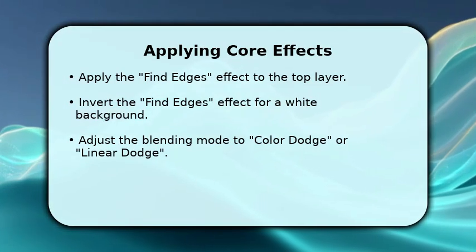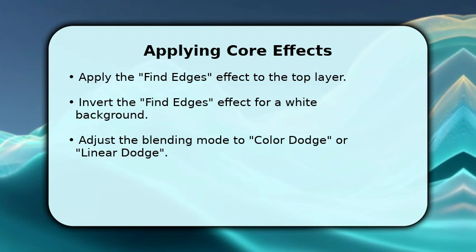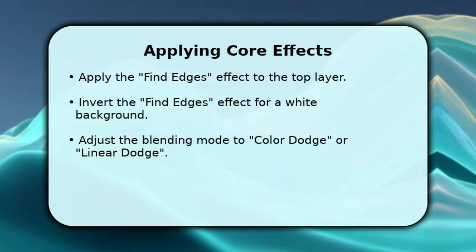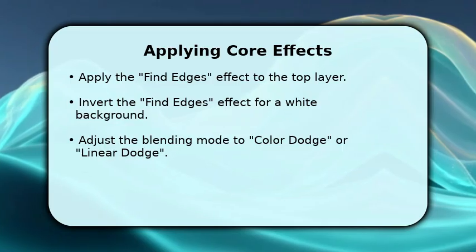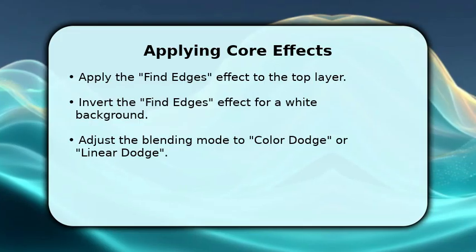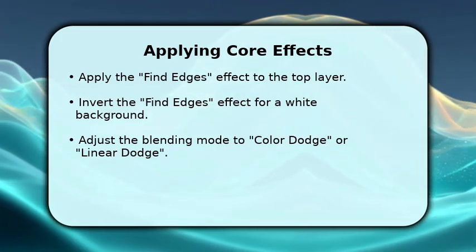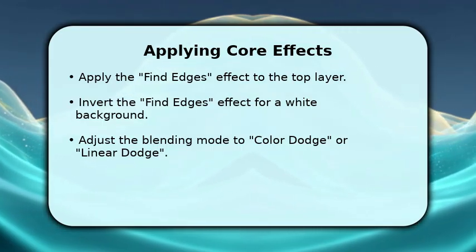Now, select your sketch effect layer and go to Effect, Stylize, Find Edges. Check the Invert box within the effect controls to get a white background with black lines. Next, change the blending mode of this layer to Color Dodge or Linear Dodge Add. This step is vital for blending the sketch lines with your original footage, creating a transparent, drawn appearance.